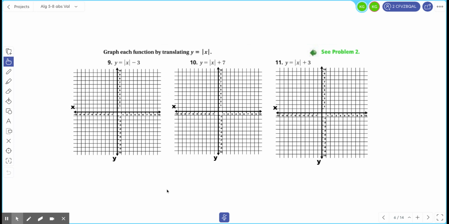And after that, we'll look at graphing horizontal translations and then composites of both vertical and horizontal.